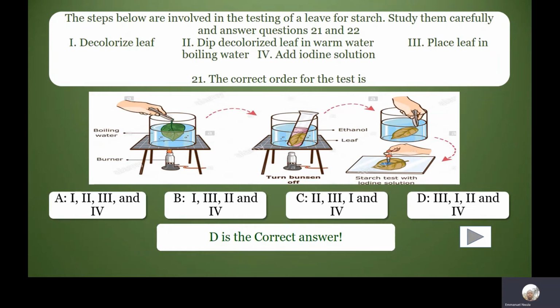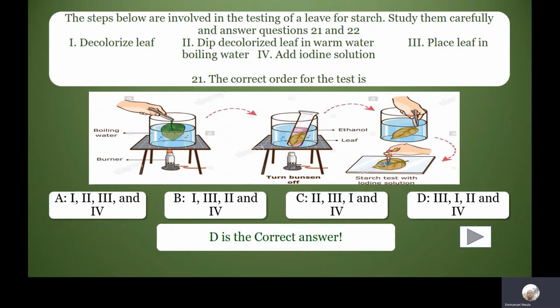The steps below are involved in the testing of a leaf for starch. Study them carefully and answer questions 21 and 22. The correct order for the test is D.